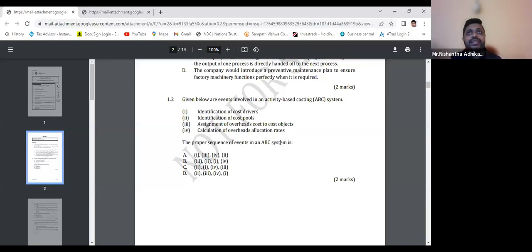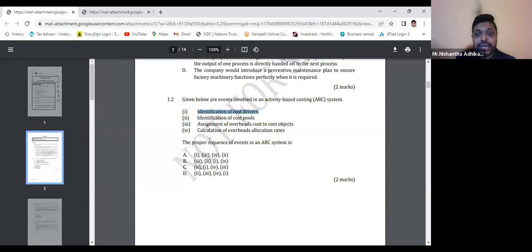First, you have to identify the major activities which generate overhead cost. That means you have to identify the cost pools. Therefore, the correct answer should start with number 2, identification of cost pools, right? Then once you have identified the cost pools, the next step, for the relevant cost pool, you have to identify the relevant cost drivers. As an example, machine running cost is a cost pool. Machine hours should be the cost driver, right? Therefore, first step, identification of cost pool. Next step is identification of cost drivers, right?